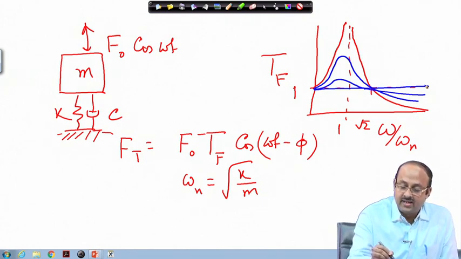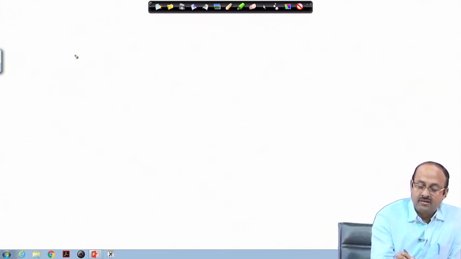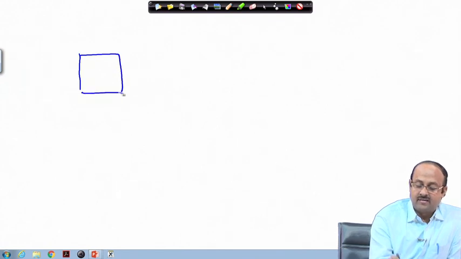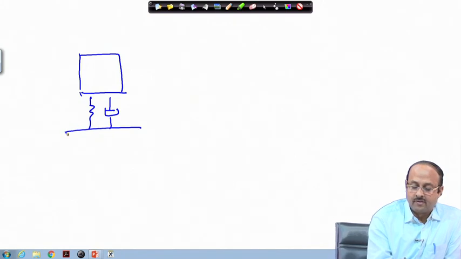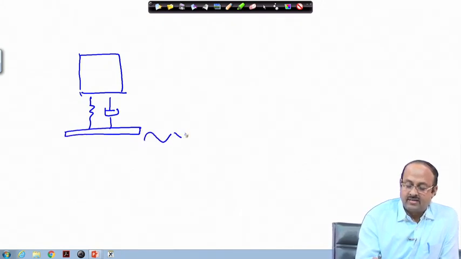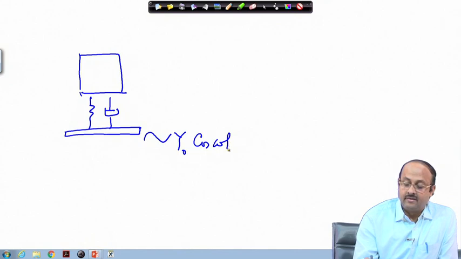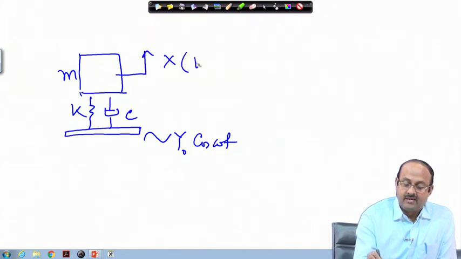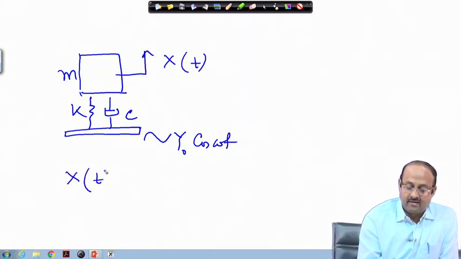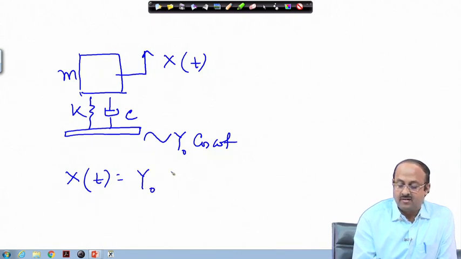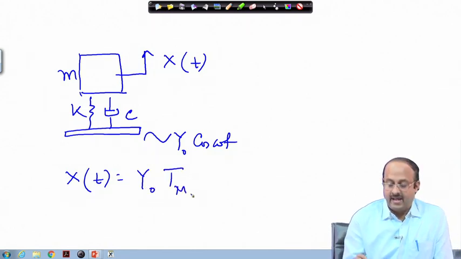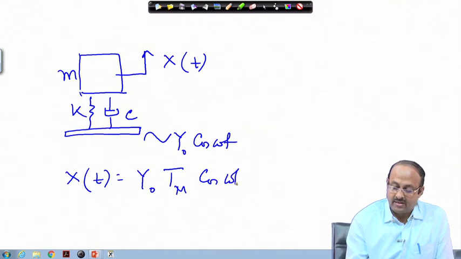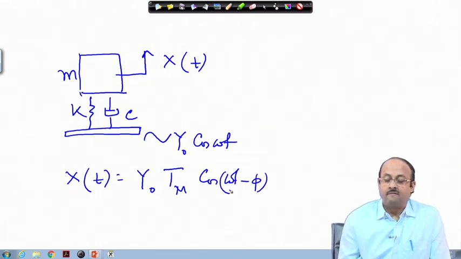A different scenario occurs when we have a motion being transmitted. So, let us consider another system where this is y naught cosine omega t, and here again M, K, C, we can have this x t. So, x t will be again y naught times, here I will call T m, and cosine omega t minus phi.